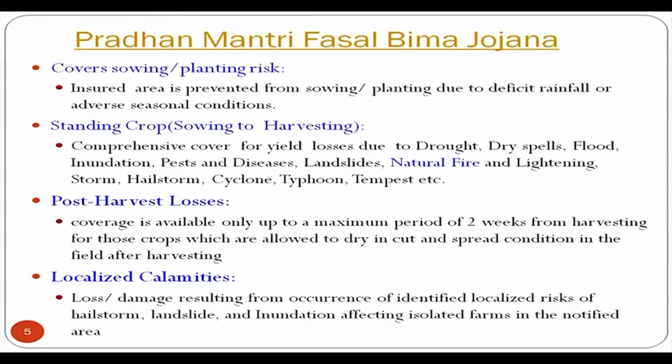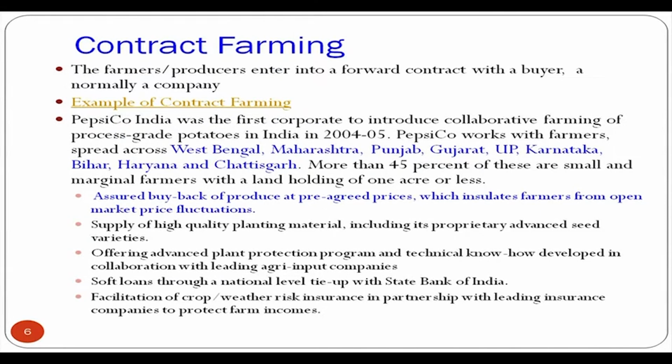Now let's go to another avenue, a traditional risk management avenue which Indian farmers have used. Let's go to the second one, that's called contract farming. In case of contract farming, the farmer or producers enter into a forward contract with a buyer, normally a company.